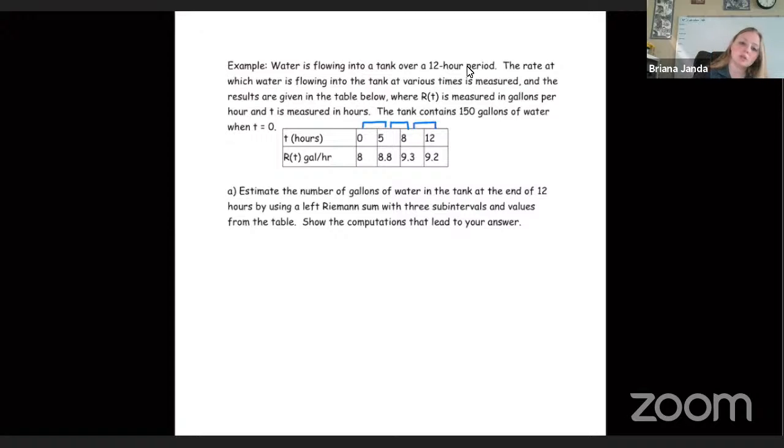And so we do have to pay attention to the change in the size of the rectangles that they give us. So as we look at this from time equals 0 to time equals 12 hours, we can estimate using that left Riemann sum. So for my first rectangle, I'm going to use a height of 8. It has a base of 5, height of 8. My second rectangle has a base only of 3, and again, using that second height. And my last rectangle from 8 to 12 has a base of 4, using my left height.